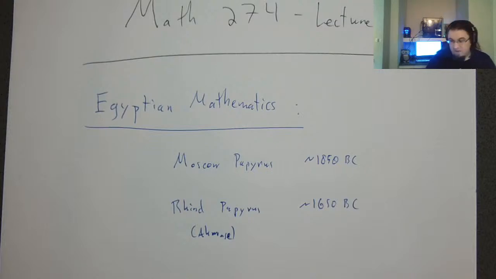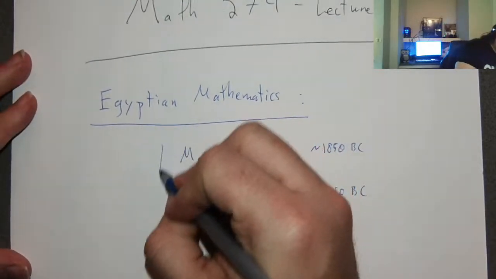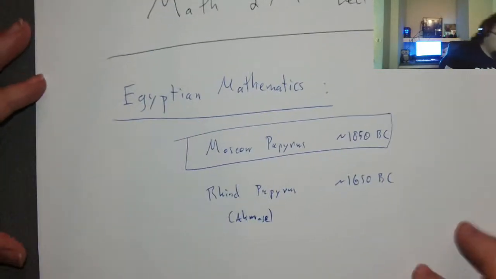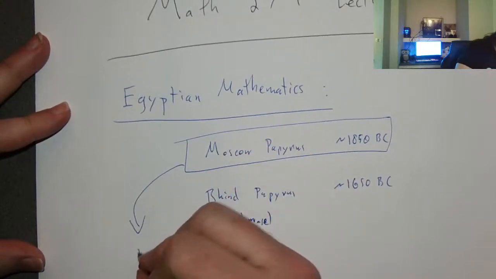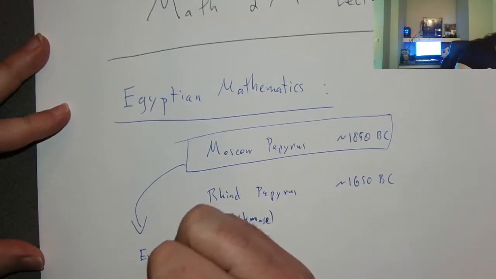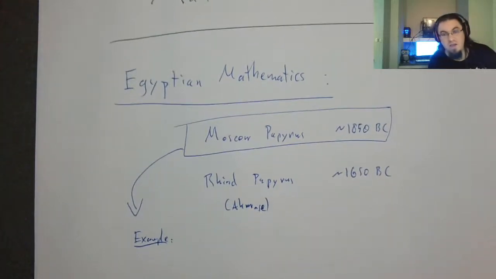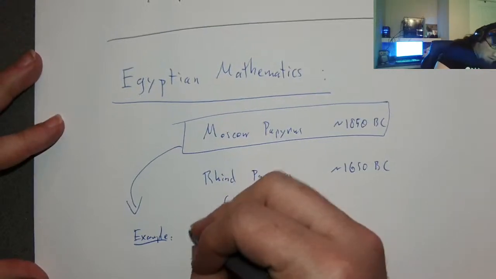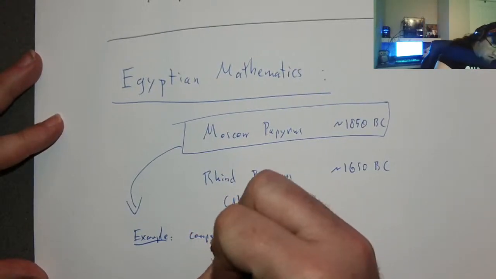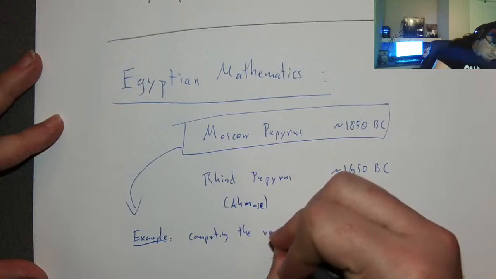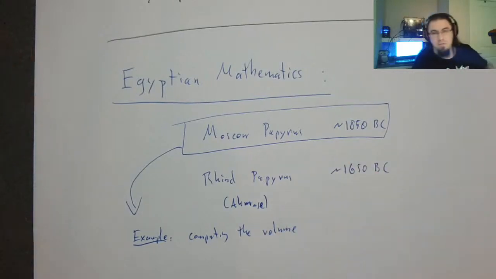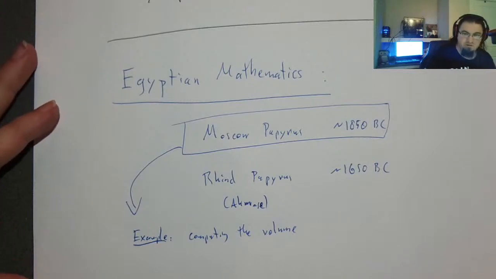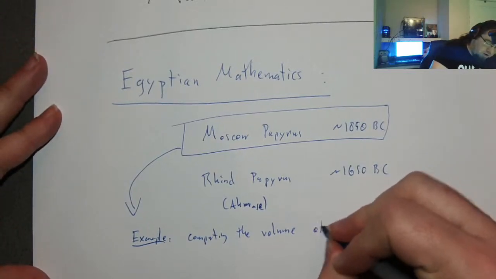the Moscow Papyrus has an example listed, so maybe I'll do this first. The Moscow Papyrus lists an example of computing the volume of a truncated pyramid. Okay, so there we go. You can look up scans of the Rhind Papyrus online. I'm not sure about the Moscow Papyrus. I didn't look it up immediately before lecture, but I might actually do that right after. So computing the volume of a truncated pyramid.